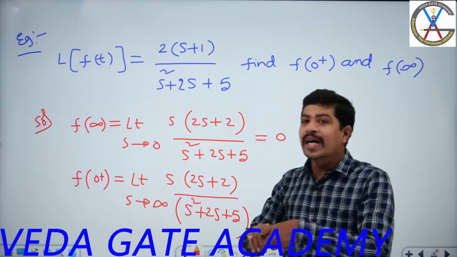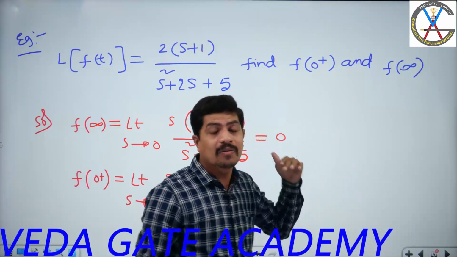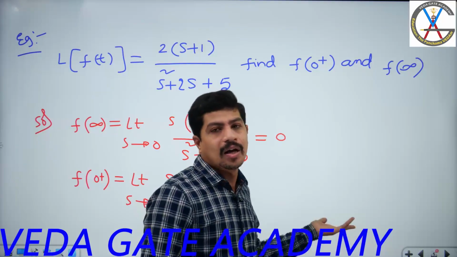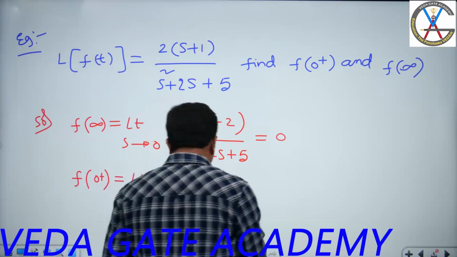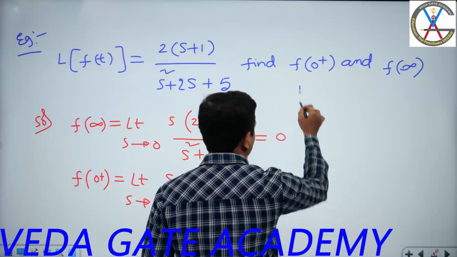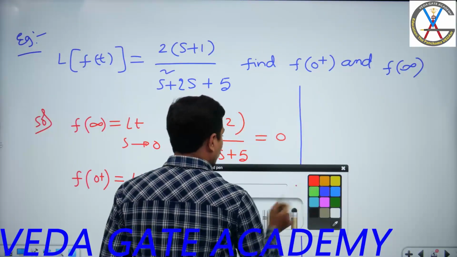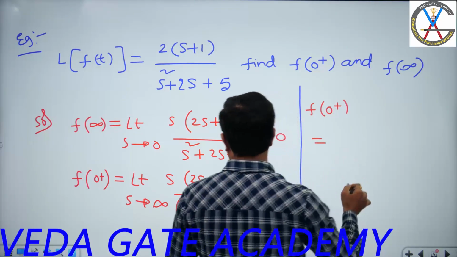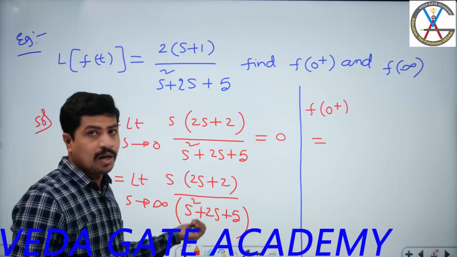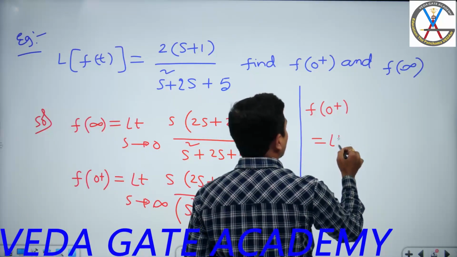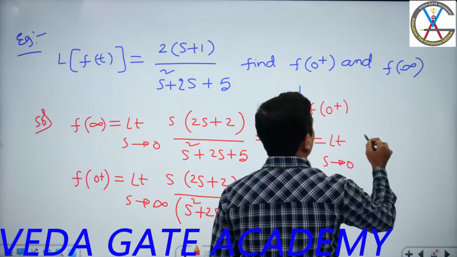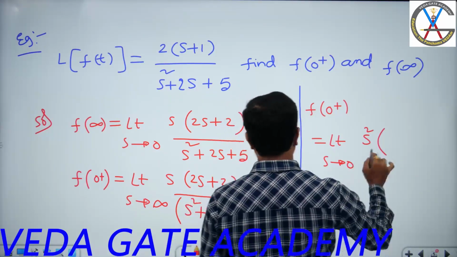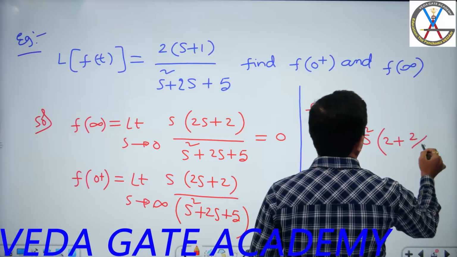Then what to do? Take the highest power of s in the numerator and denominator. First you cancel those. After that we can substitute s equal to infinity. This is the concept you learned in mathematics in childhood, while applying limits. Come on here. The initial value f of 0 plus is equal to, what is the highest power of s that we can take common in the numerator? s square. If I take s square common, what am I going to get? 2 plus 2 by s.